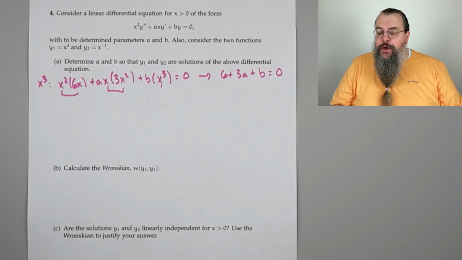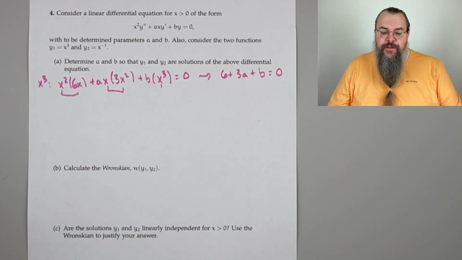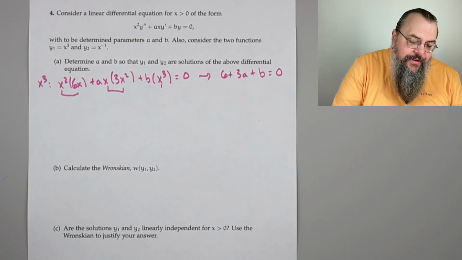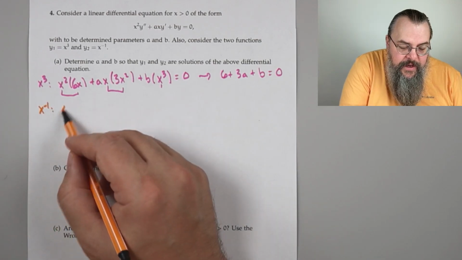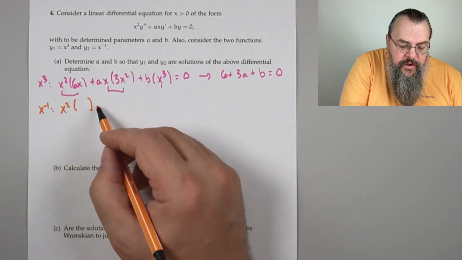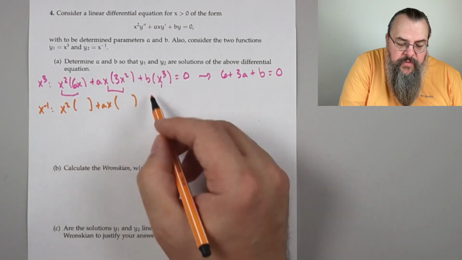Let's do the same thing, but now with x to the minus 1. Now x to the minus 1 is going to be a little bit more fun. So we have x squared plus a x plus b.